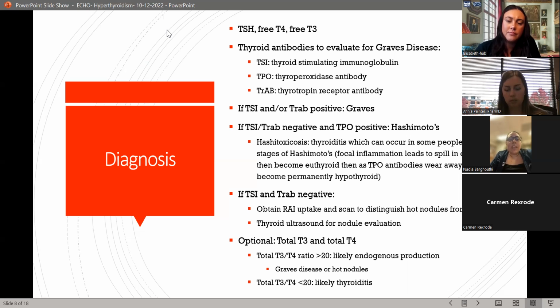So a total T3 to T4 ratio, meaning the T3 is higher than the T4, of more than 20 means it's likely endogenous production. So the thyroid is actively making thyroid hormone, like in Graves' disease or hot nodules. Whereas a ratio less than 20 makes you think it's likely a thyroiditis, meaning it's not actively making anything, it just spilled a bunch and then it'll improve by itself.